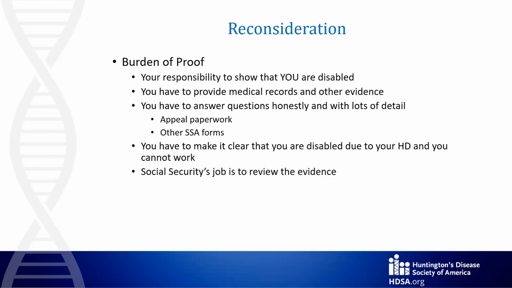And in some ways, having the burden of proof is higher in the HD community because HD is not well understood nationally, and it's not well understood by Social Security. And so you have to make sure that you're very clear that you have adult onset Huntington's disease, what that means, and how it impacts you on a day-to-day basis.